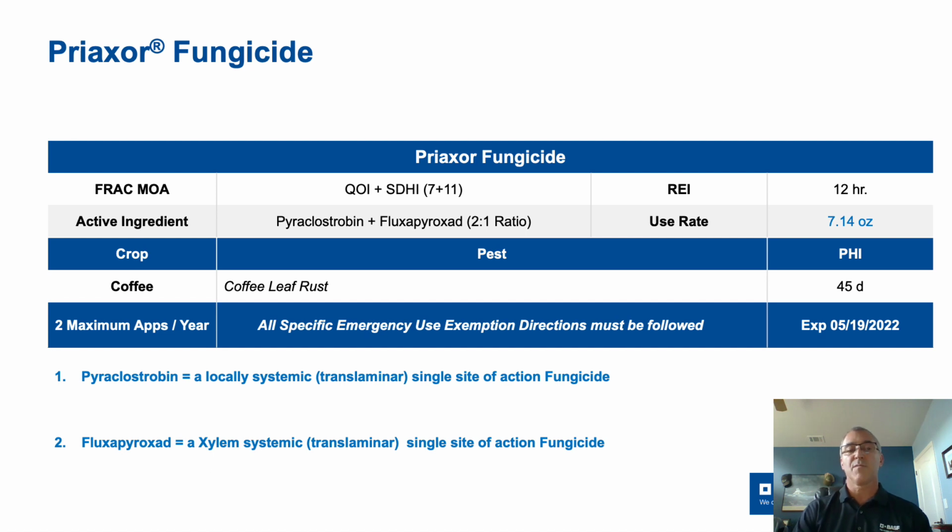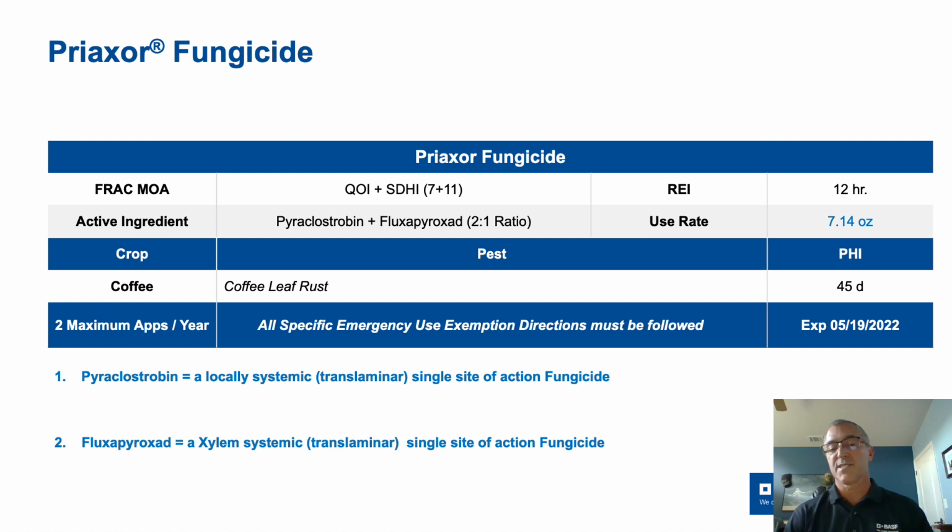So let's look at Priaxor specifically. It's two compounds in one product, and one of these compounds is called pyraclostrobin. This is a locally systemic product. So if you have a spray droplet on the plant, it will move a little bit outside of that spray droplet area. It will also move through the leaf top to bottom, so below that spray area is basically treated also.